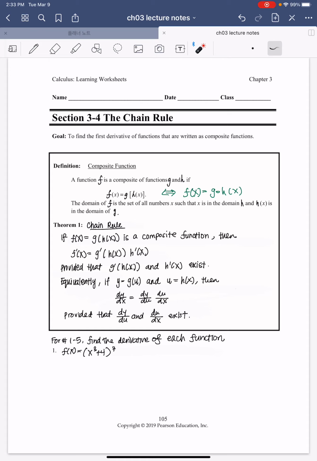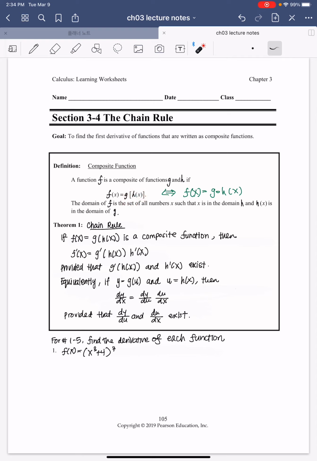You notice that a composite function is not a product. Do not confuse it with the last section. It's a function within a function. Last chapter was two different functions being multiplied. This is an inner function going into the outer function.